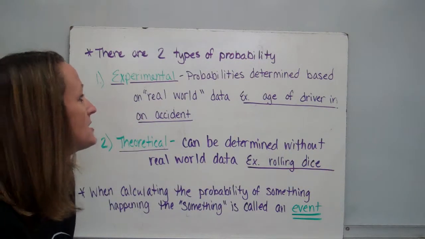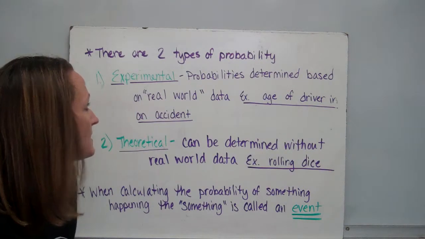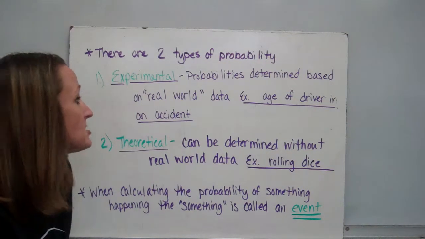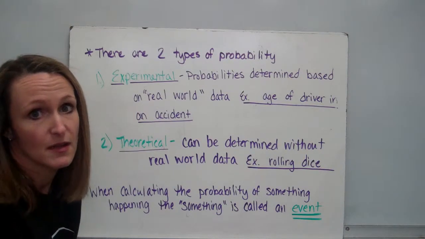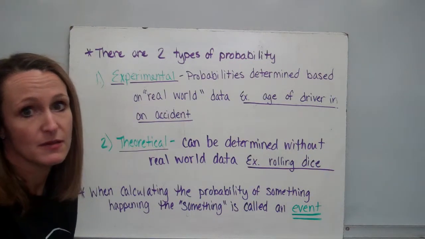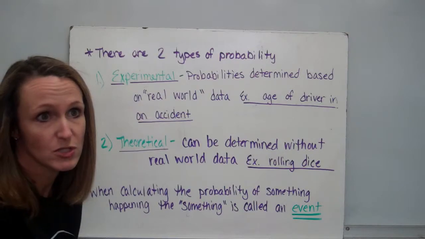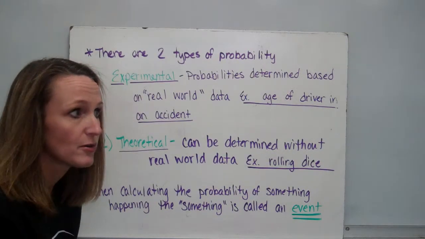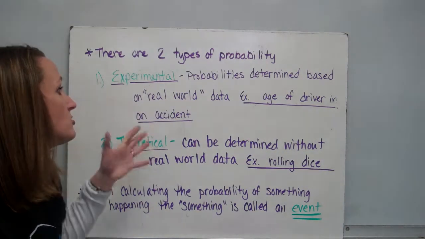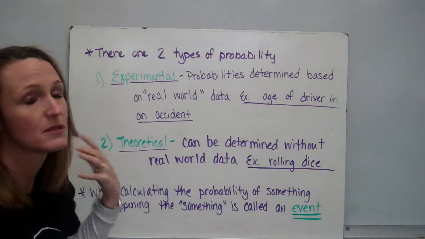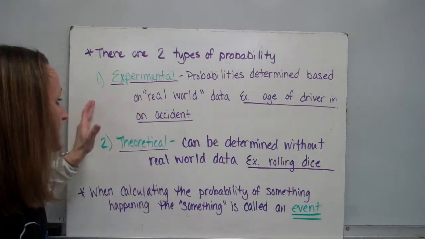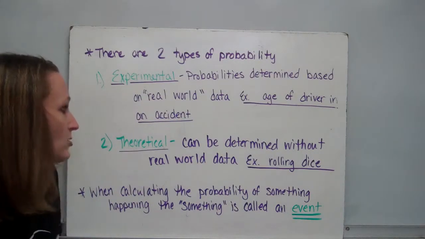Experimental, which is probabilities determined based on real-world data. For example, age of drivers in an accident. We can figure out the probability of being a 16-year-old driver in an accident versus being a 34-year-old driver in an accident. And to do this, we look at the data that we have. So that's called experimental.